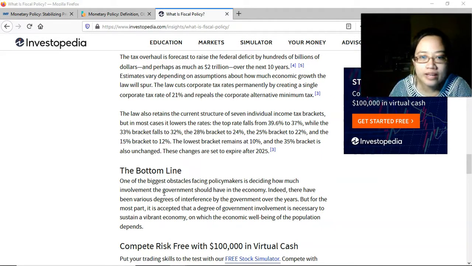Bottom line, one of the biggest obstacles facing policymakers is deciding how much involvement the government should have in the economy. Indeed, there have been various degrees of interference by the government over the years. But for the most part, it is accepted that a degree of government involvement is necessary to sustain a vibrant economy. Essentially, that's governance. That's what they're for. They're also needed to help the growth of the country, on which the economic well-being of the population depends. Alright, so that's the overview of the fiscal policy.